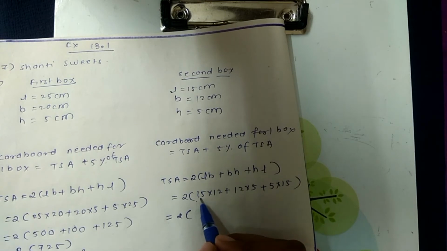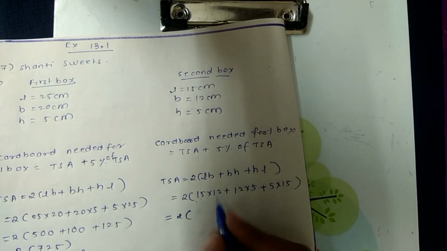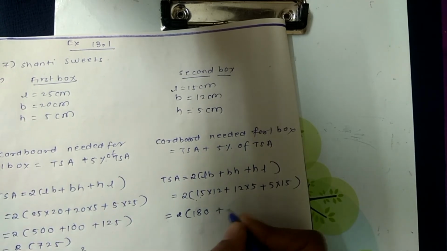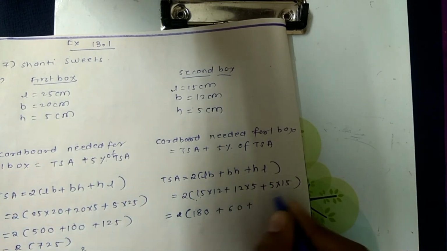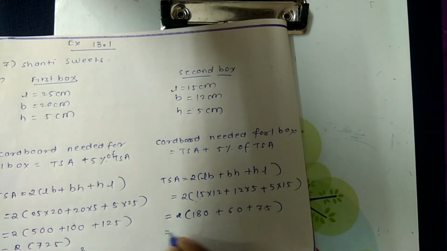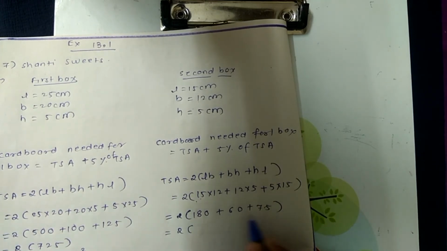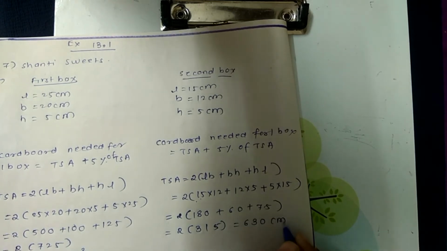So 15 into 12. 12 5s are 60, 0, 6 carry. 12 ones are 12 plus 6 is 18. Plus 12 5s are 60 plus 15 5s are 75. So add these all: 180 plus 60 plus 75. You will get 5 here. Then 7 plus 6 plus 8. Then all together if you calculate, you will get 315. So that is 630 centimeter square.